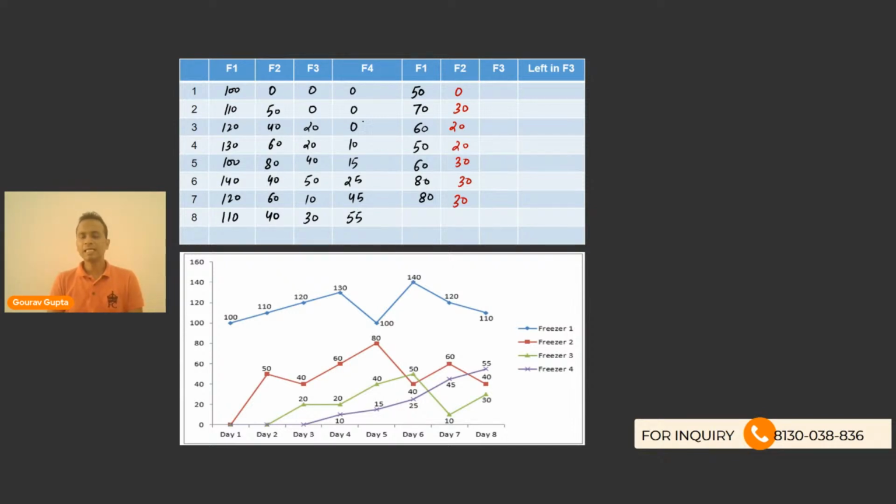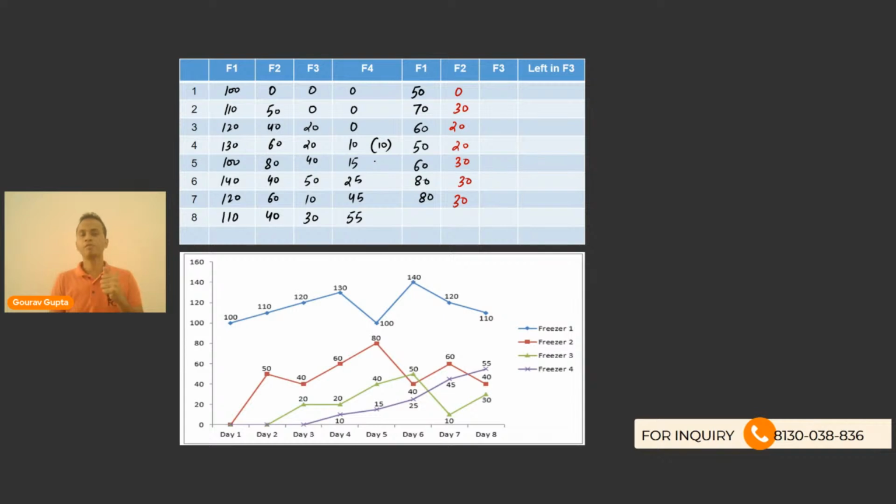But these are the total cumulative number of tubs that are there in freezer number 4, because in freezer number 4, whenever a tub reaches, it cannot be sold and it cannot be removed. Okay, so I can say that day 4, 10 new tubs have entered freezer number 4.